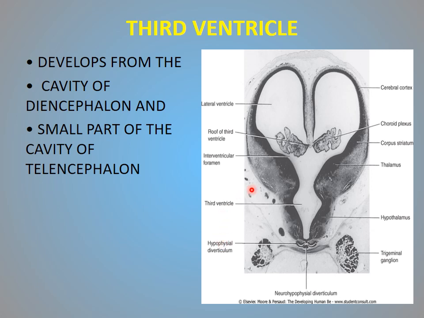Now the third ventricle develops from the cavity of the diencephalon, and a small part from the telencephalon. Initially it is in wide communication with the telencephalon cavity, that is the lateral ventricle, through the interventricular foramen. So you can see here the surrounding structures, the thalamus on each side, and below is the hypothalamus, and these are the developing neurohypophyseal diverticula. And these are the choroid plexus in the roof of the third ventricle.